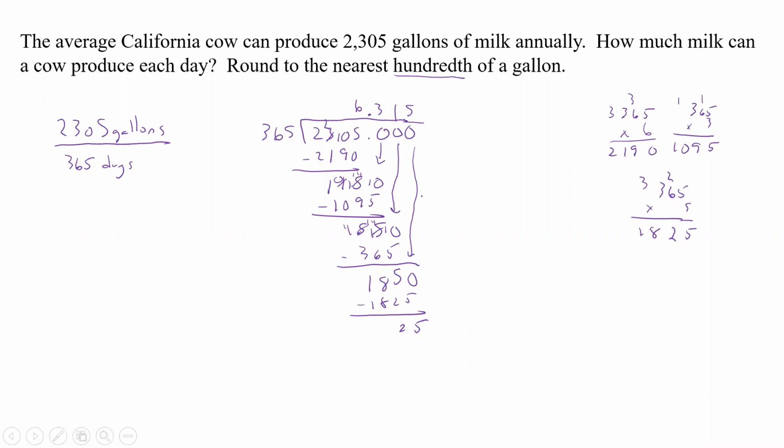But we're going to round to the hundredth of a gallon. So we're done basically at this point. So we don't care if we're not done with the remainder. And so this is what we're rounding to. This is our rounding digit. That's greater than or equal to 5, so it means we're going to round that up. So that gives us 6.32 gallons per day is how much that cow is going to produce in California. Okay, so that's how we would do that one. And again, we have to see where we want to round to, and then we just have to go one more step beyond that to get to that rounding digit.